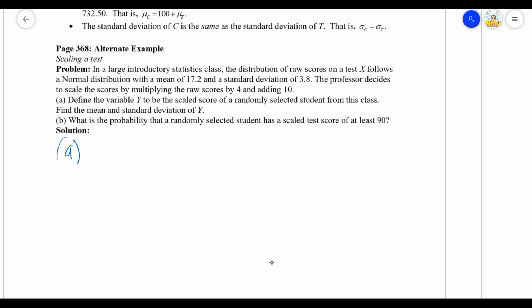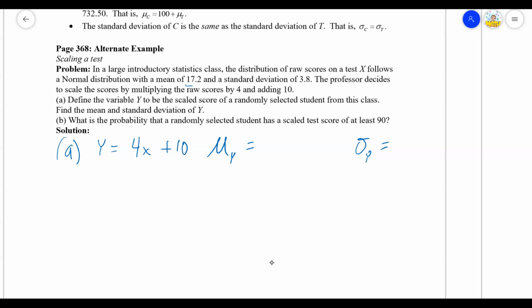So part A, the variable y is going to be those original scores, right? You're going to take x, and he is going to multiply them by 4, and then he's going to add 10 to all of those, okay? So we want to know what would be the mean of y and what would be the standard deviation of y if that were to happen.